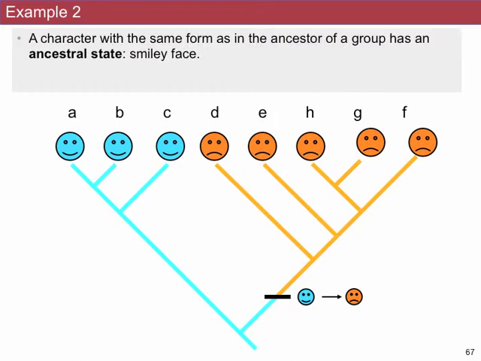Okay, so two terms that you should have also read about in the lab, but I'm going to go over them here, that are really important in terms of the states that particular characters have. The ancestral state is the state that was present in the common ancestor of a group. So we look at all these organisms, their common ancestor was back here. The common ancestor had the smiley face. So the ancestral state for this group is the smiley face.